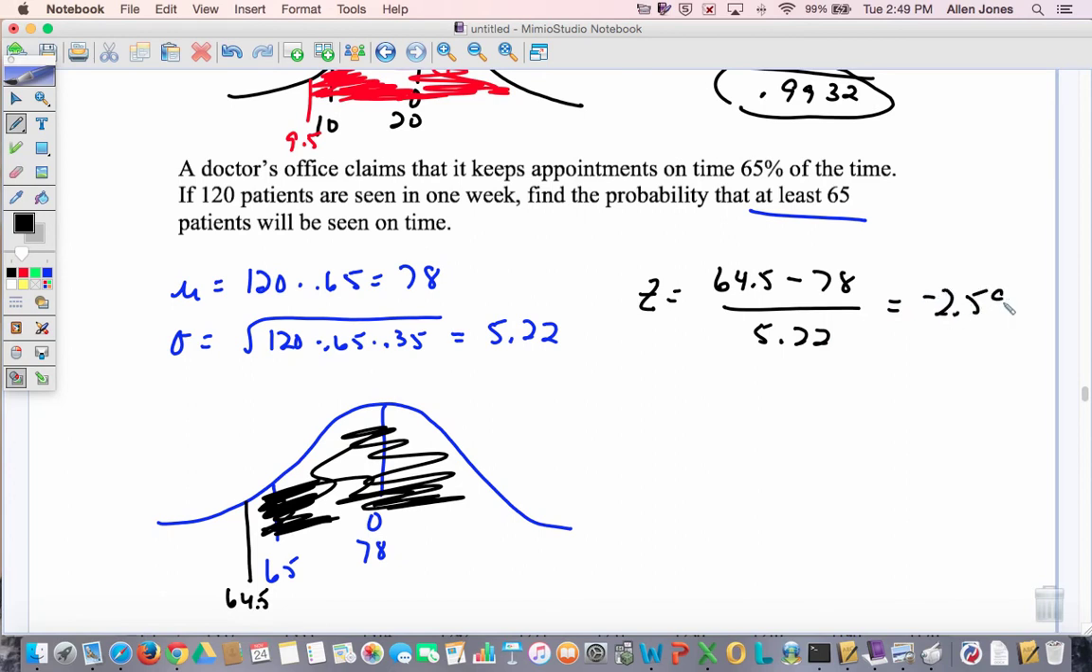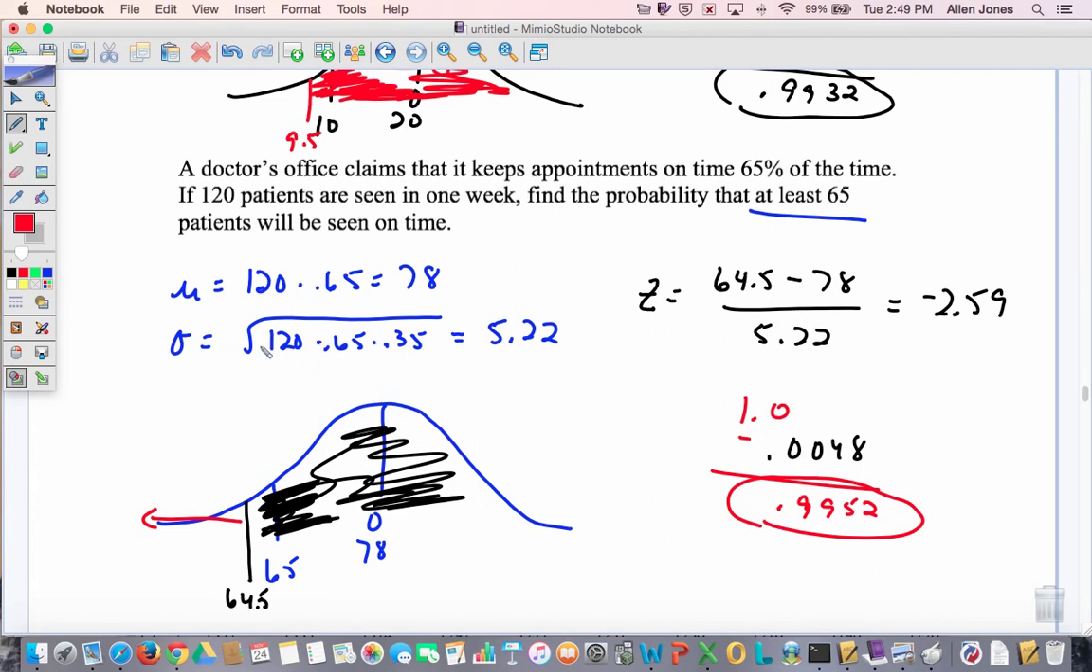64.5 minus 78 divided by 5.22. That gets me a z-score of negative 2.59. I look that number up, I get 0.0048. That again is the area to the left of the score I just calculated. I want the area to the right, so I subtract it from 1 and get 0.9952.